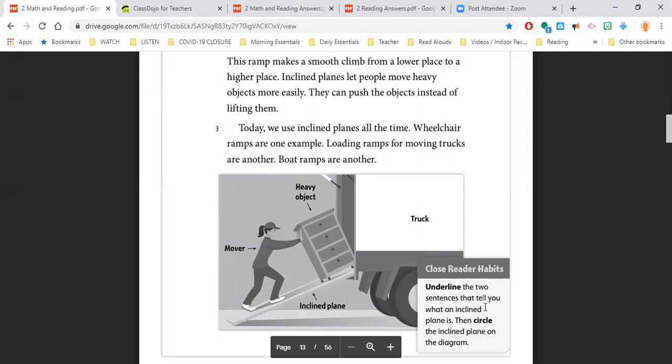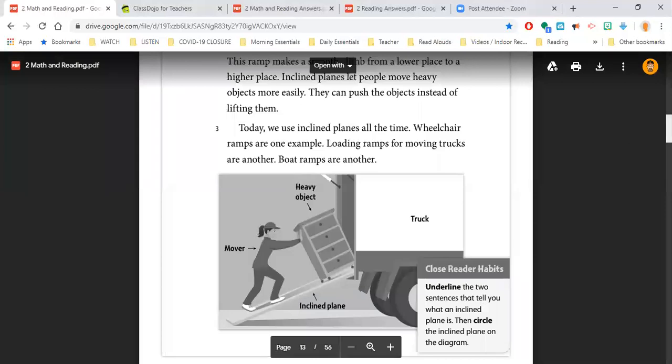Then it says, then circle the inclined plane on the diagram. So look at this diagram, and where is the inclined plane? Circle it, okay? This helps you to go back and make sure that you're understanding your reading.